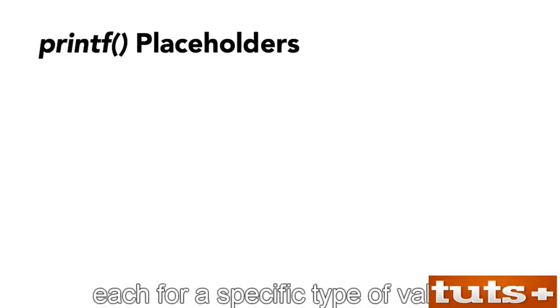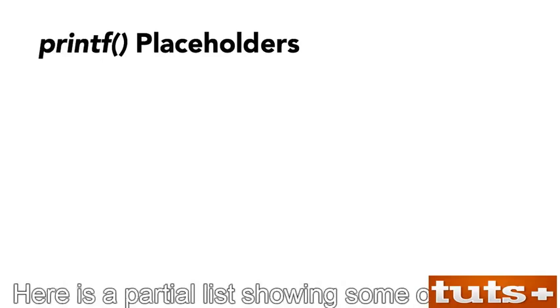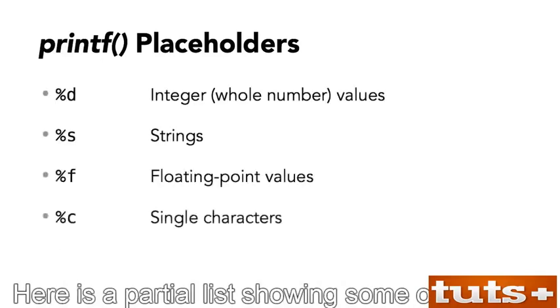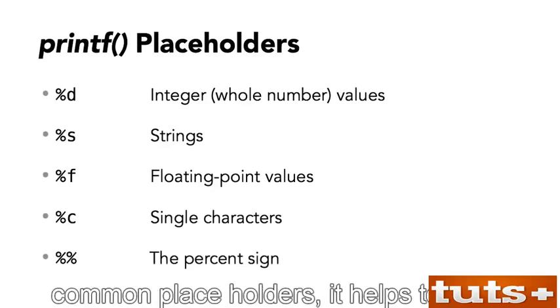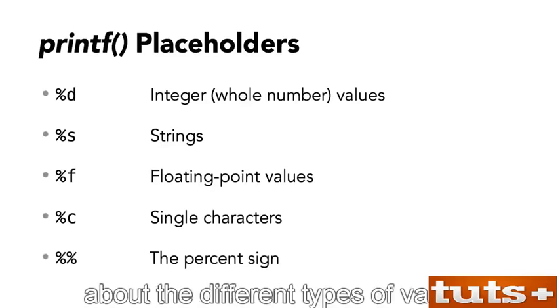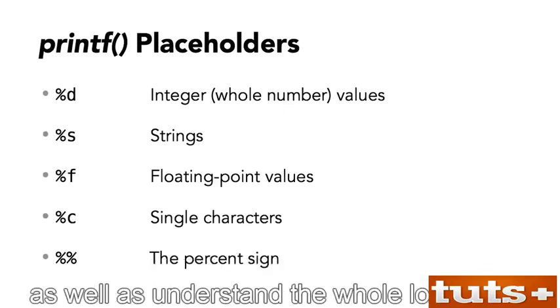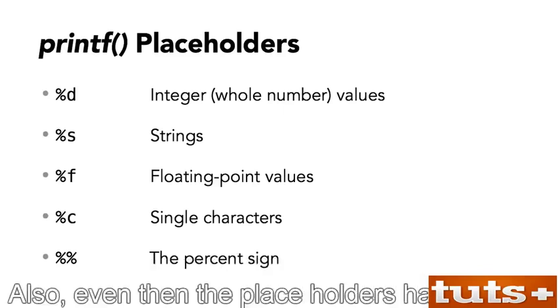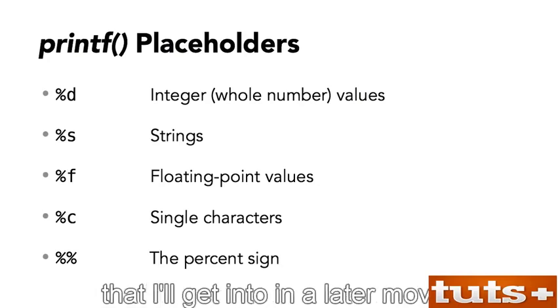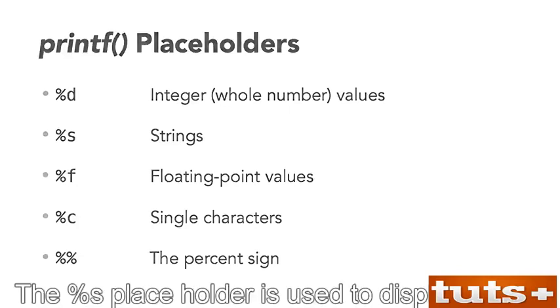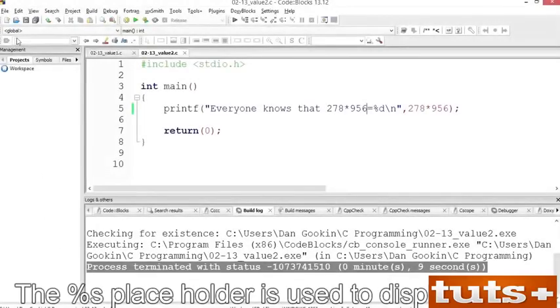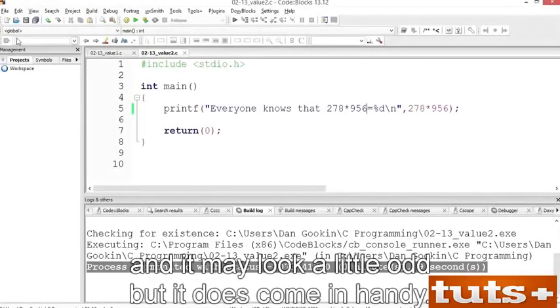The printf statement employs a swath of placeholders, each for a specific type of value. Here is a partial list showing some of the more common placeholders. It helps to know about the different types of values in the C language before you can use each of these, as well as understand the whole lot of them that aren't shown. Also, even then, the placeholders have options that I'll get into in a later movie. The %s placeholder is used to display strings, and it may look a little odd, but it does come in handy. Open exercise file value3c.